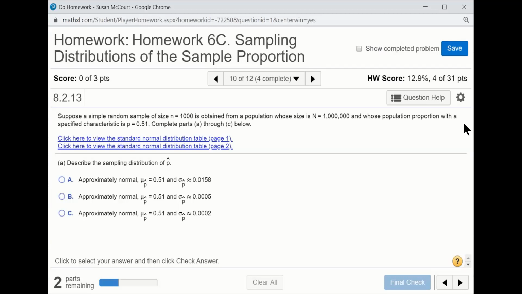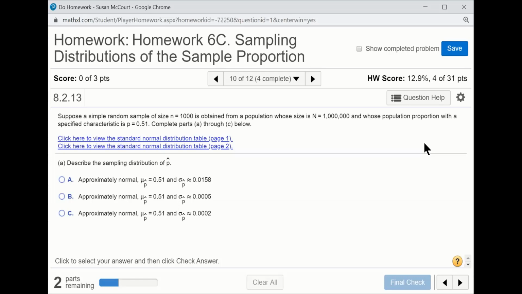Okay, so number 10 is telling you you have a simple random sample of size 1,000 obtained from the population whose size of the population, capital N, is 1,000,000, and whose population proportion with a specified characteristic is 0.51. Complete parts A through C.